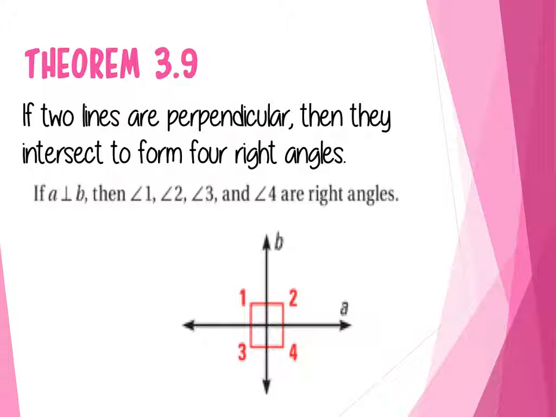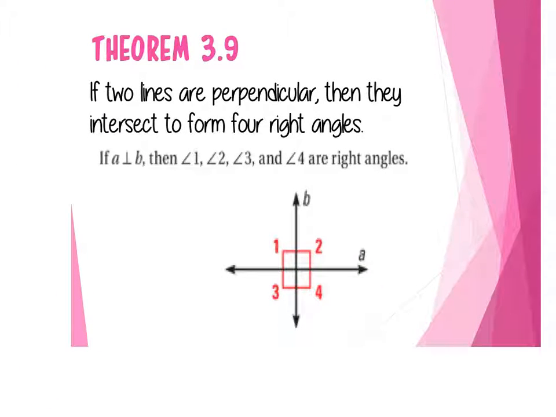All right, let's go on. Theorem 3.9 states, if two lines are perpendicular, then they intersect to form right angles. So all four of those angles, 1, 2, 3, and 4, are all right angles, and they are created from the intersection of the lines that are perpendicular.